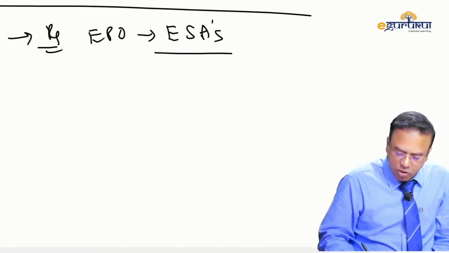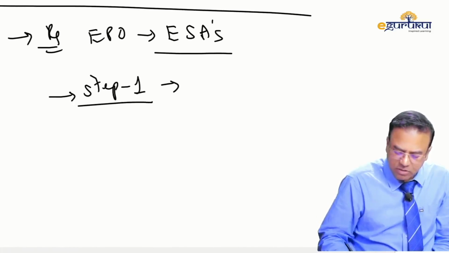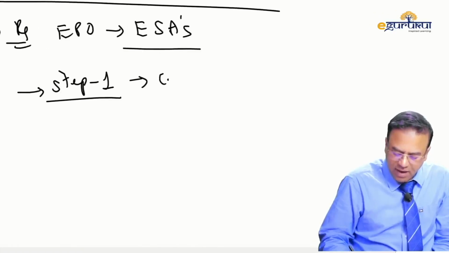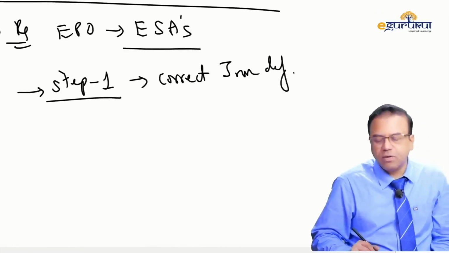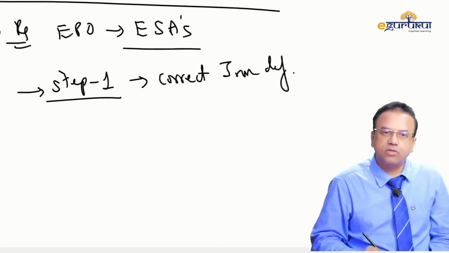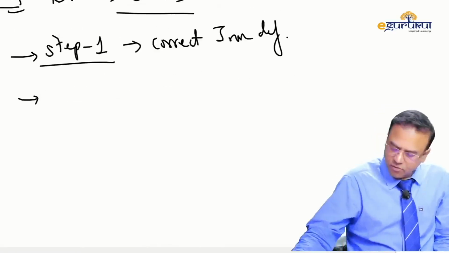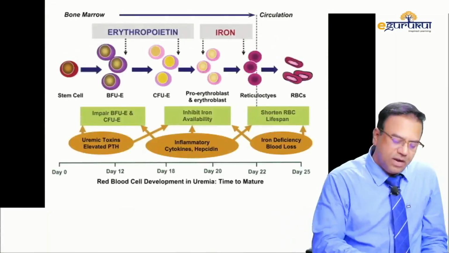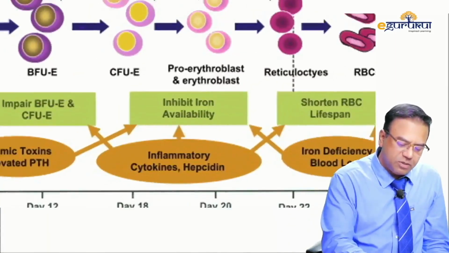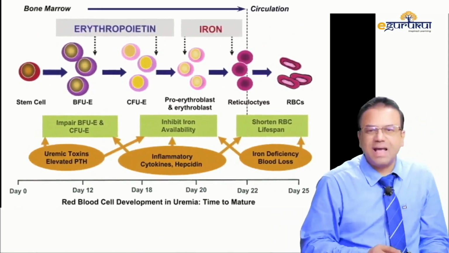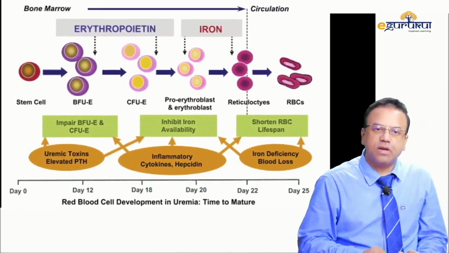But before giving erythropoietin stimulating agents, step 1 of the process is to find out if the patient has low iron and correct iron deficiency. Without correcting iron deficiency, erythropoietin is not allowed. So if you look at this, it gives you an idea about the various things that are responsible for creating anemia. One is lack of iron, one is lack of erythropoietin, that is the main thing.